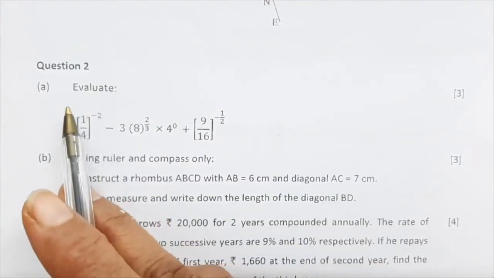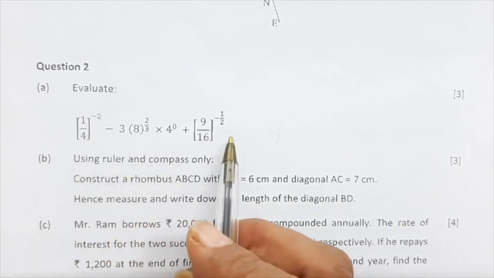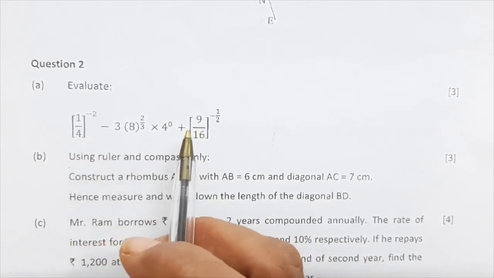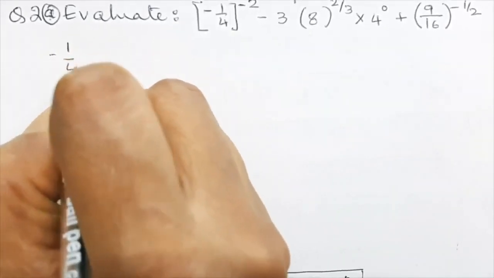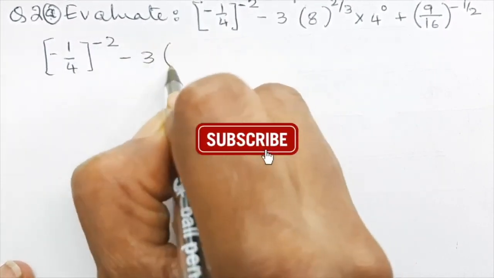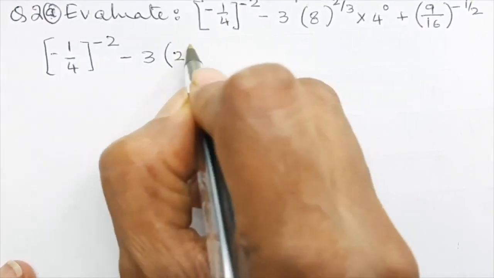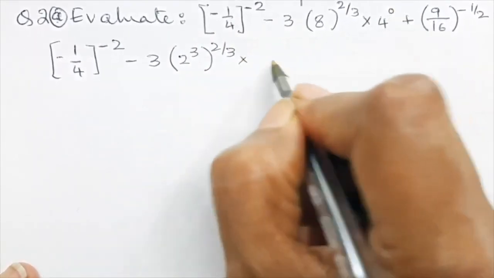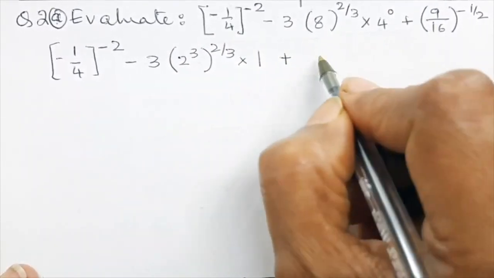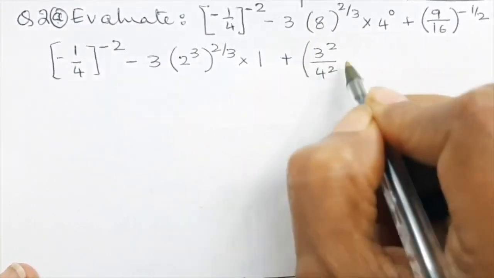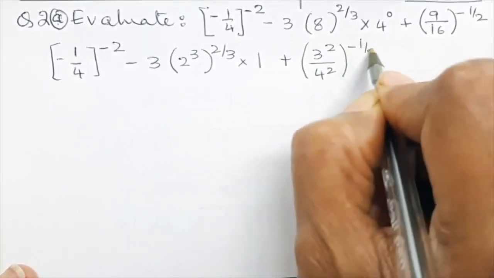Question 2a says evaluate, and this is given. This is from the chapter indices, and so we are going to just copy this and we are going to use the laws of exponents and solve this. We have minus 1 upon 4 bracket to the power minus 2, minus 3 into this we will write as 2 to the power 3 and that to the power 2/3, multiplied by 4 to the power 0 which is 1, and plus, it will be here 3 to the power 2, 16 is 4 to the power 2, and the whole bracket is to the power minus half.